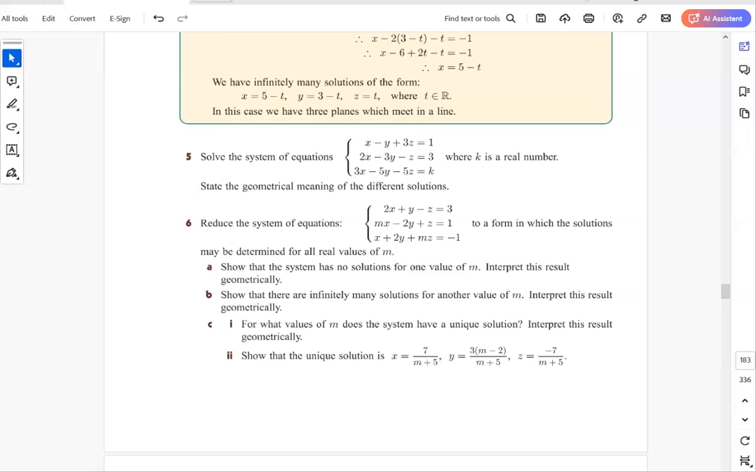And then let's have a look at the next one. Interpret this result geometrically. So what does that mean? We have to go back and pop the 5 in here, and we're checking for what? Right, if they're multiple, if it's parallel. So a multiple means what? If it's one multiple of the other, it means the planes are coincident, one on top of the other.